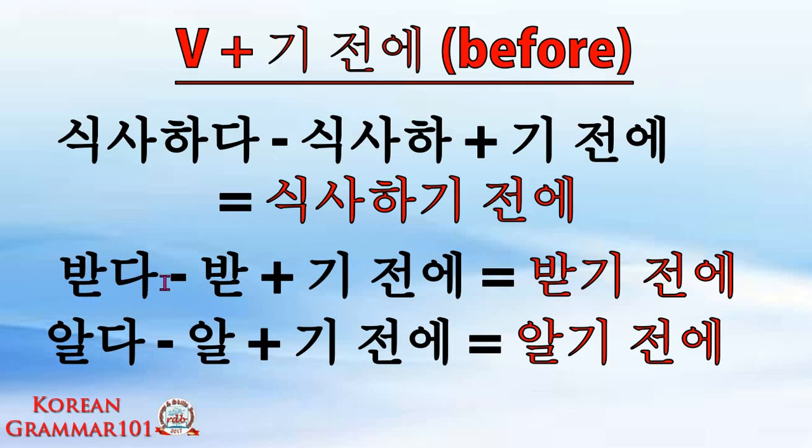The next example is 받다. 받다 is a verb that means to receive. So again, we have to drop the 다. The remaining word now is 받. Then we attach 기 전에. So it becomes 받기 전에. That means before receiving. And the last example is 알다. Again, we need to drop the 다. So the remaining word now is 알. Then we attach 기 전에. It becomes 알기 전에. That means before knowing.